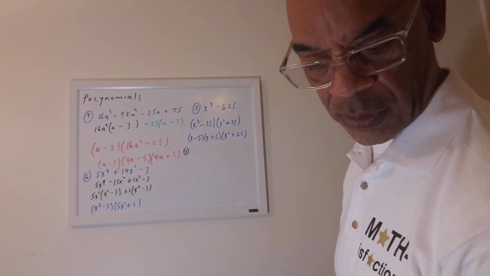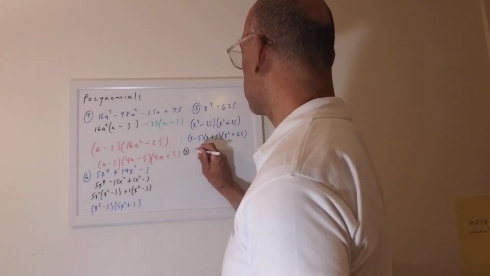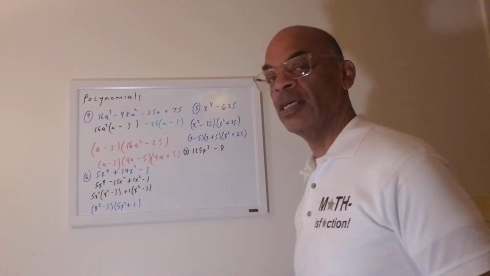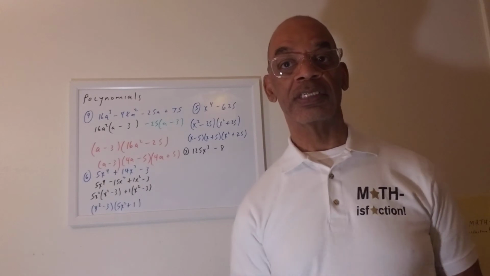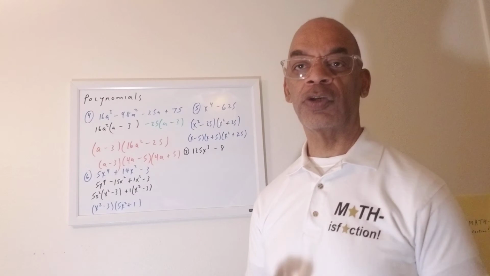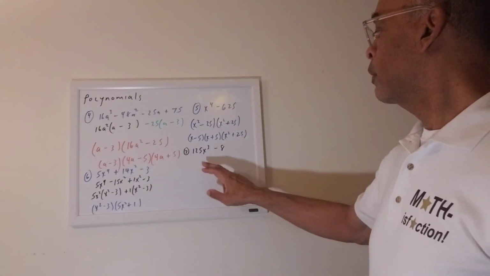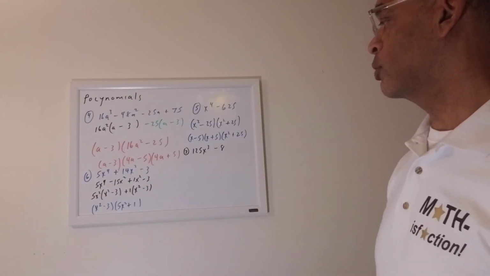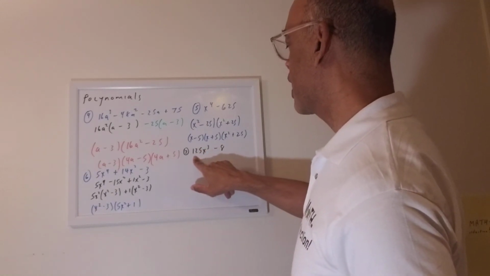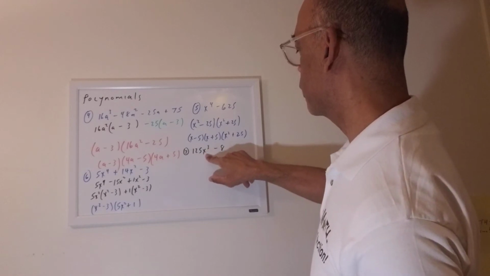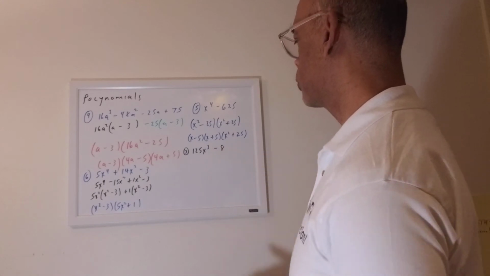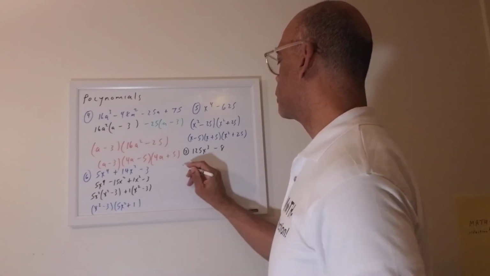Okay, looks like 125x to the third minus 8. We have a binomial, so we have to consider, is this a difference of squares, difference of cubes, or sum of cubes? First, factor out the greatest common factor, as we always attempt to do. There is none. 125 is a perfect cube, x to the third is a perfect cube, and 8 is a perfect cube. Separated by subtraction, we have a difference of cubes.